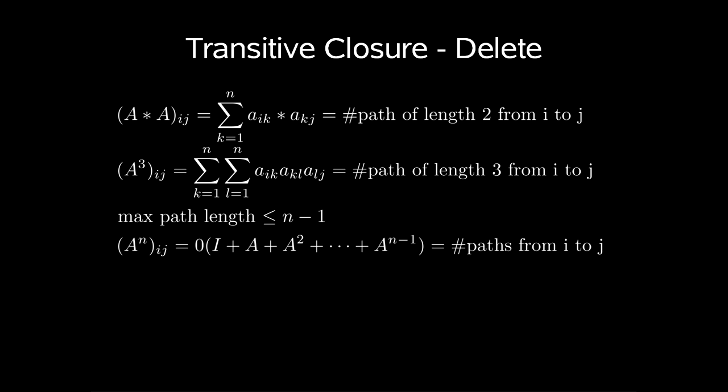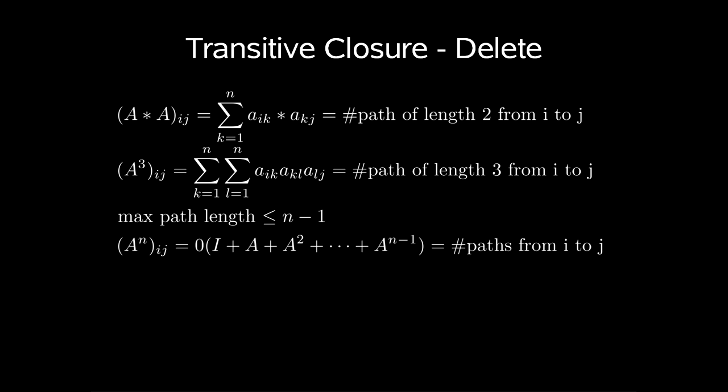We state that the ij entry of the matrix A times A is the sum from k equals 1 up to n of a_ik times a_kj. Now what does this actually mean? Well, it's the number of paths of length 2 from i to j. For the case of A cubed, this is written out as A times A times A. The ij entry is calculated as the sum from k equals 1 to n of the sum from l equals 1 to n of a_ik times a_kl times a_lj. So this will be the number of paths of length 3 from i to j.